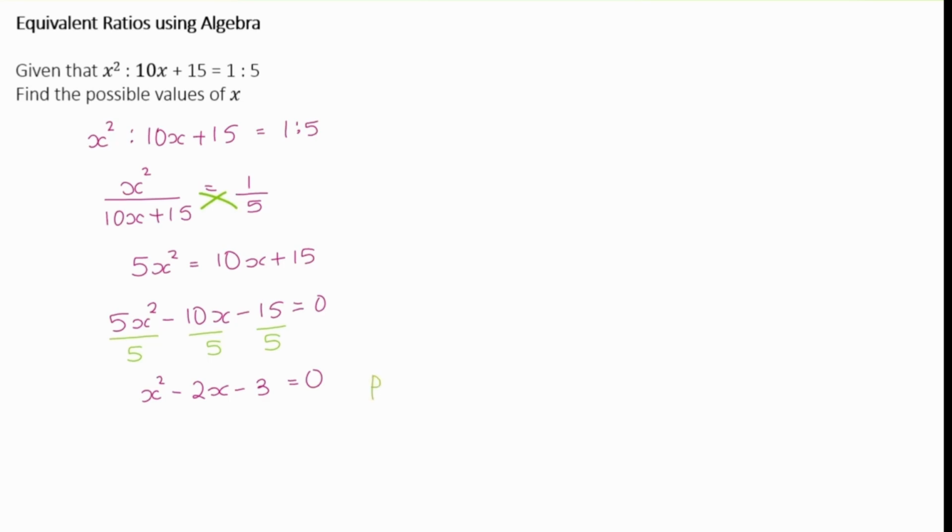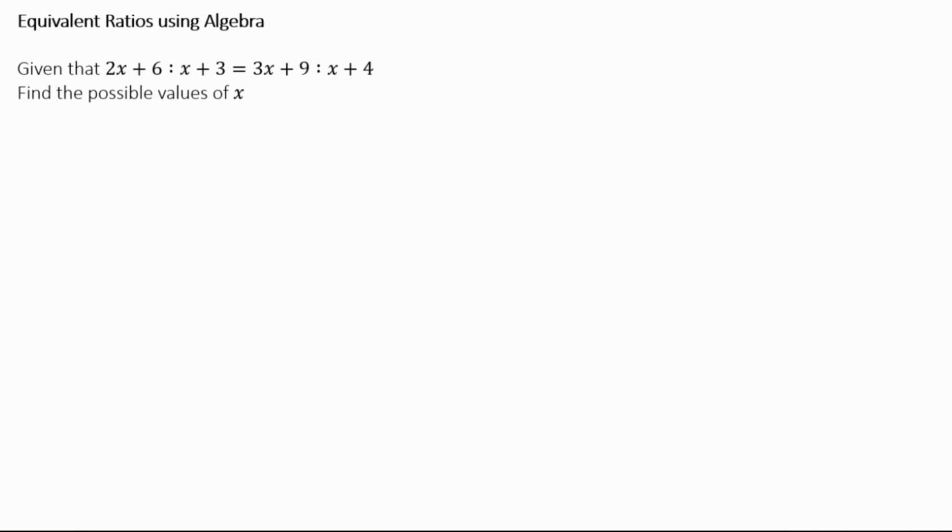So we now need to look for two numbers that multiply to give us minus 3, and the same two numbers need to add to give us minus 2. The factors of 3 are 3 and 1, and because we are adding to get a negative number, and multiplying to also get a negative number, that means the bigger number, which is 3, would have to be negative. So we can now factorize this as x minus 3 and x plus 1. To solve it, we put it equal to 0, which means that if x minus 3 is equal to 0, x is equal to 3. And if x plus 1 is equal to 0, x is equal to minus 1.